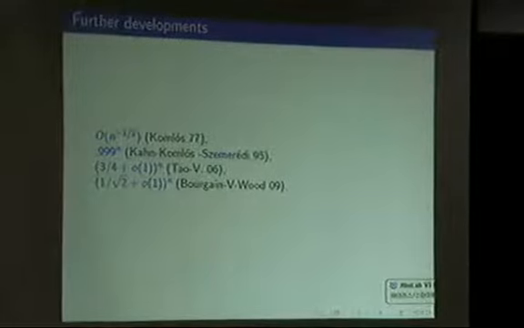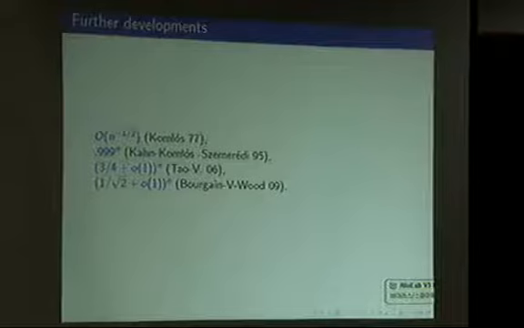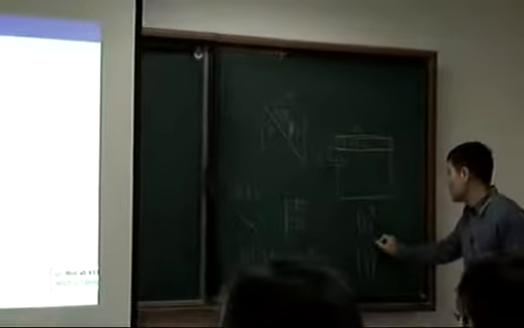And the latest record is by Jean Bourgain, my student Philip Wood, and I. We improve the base from 3/4 to 1 over square root of 2. So it is halfway to the conjecture. The conjecture is (1/2)^n. The current bound is (1/2)^(n/2).